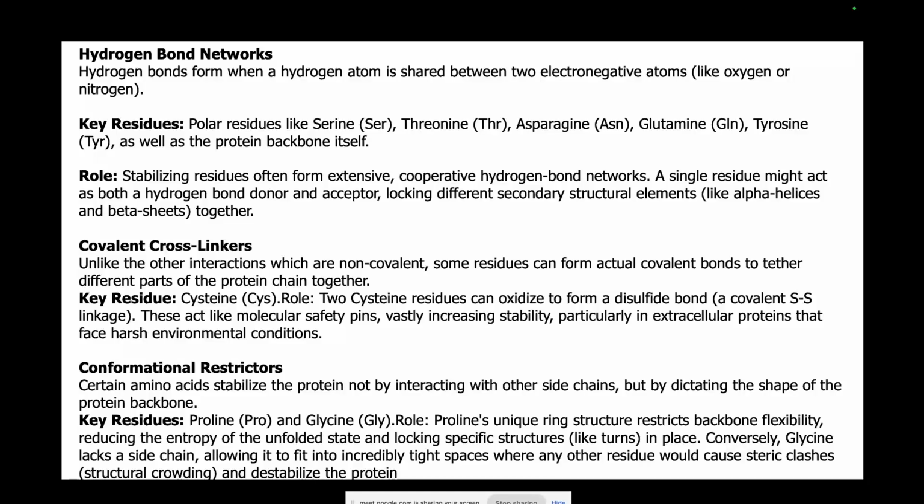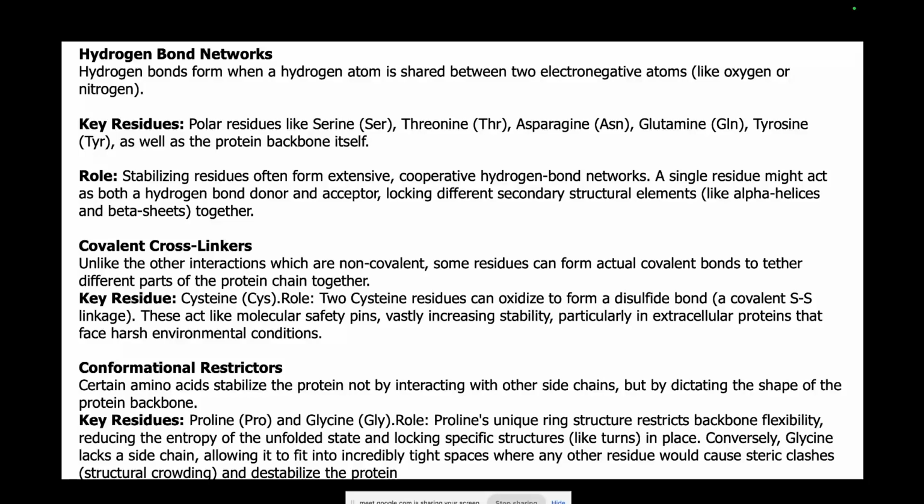Residues like serine, threonine, asparagine, glutamine, tyrosine, etc. are residues that form hydrogen bonds. So either you need to have the free hydrogen or you need to have the bonded oxygen free for bond formation. The stabilizing residues often form extensively cooperative hydrogen bond networks. Although these bonds are very weak, if you form a network of them, together they become very useful. A single residue might act as both the hydrogen bond donor and an acceptor, locking different secondary structural elements like alpha helices and beta sheets together.